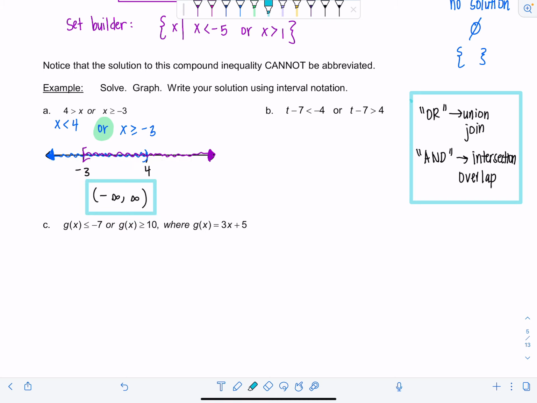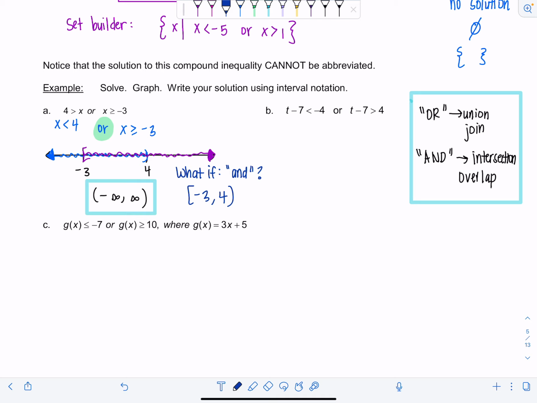Okay, what if instead the word had been "and"? Same two inequalities, but they said "and." Well then, yes, your answer would be just the overlap from -3 to 4. Do you see the difference? Hopefully you're getting the hang of it now a little bit.